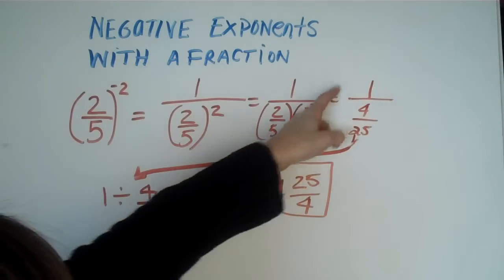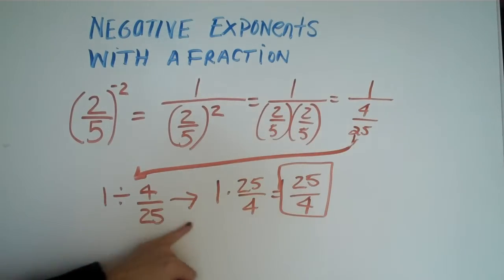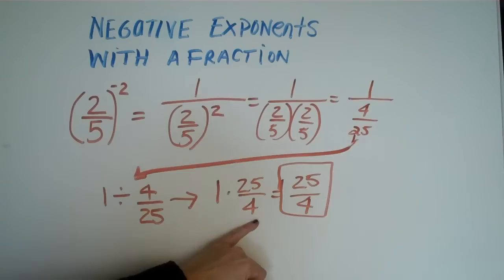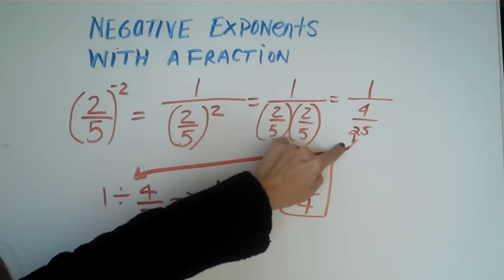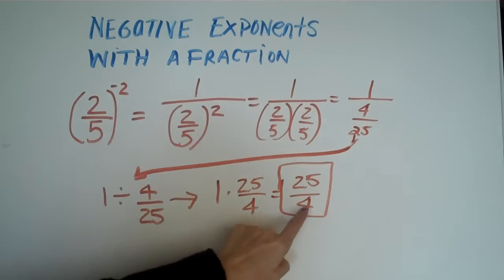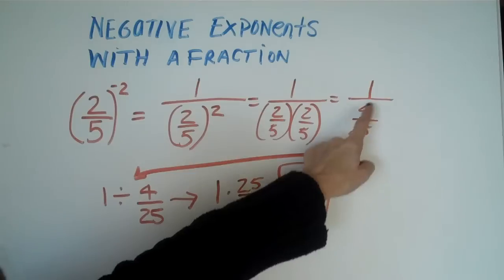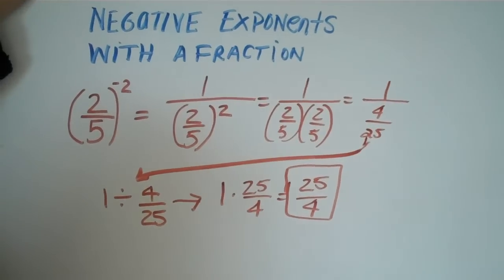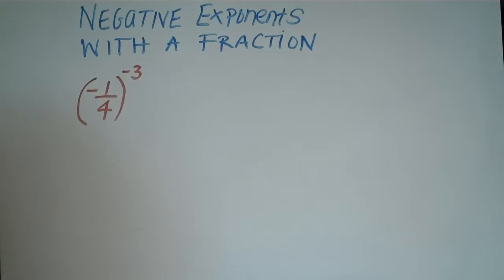So if you ever see something like this, you can go ahead and do all the steps so it's clear to you. But if you ever see 1 divided by 4 over 25, your answer will always be the reciprocal of that bottom fraction. So I'm going to show you another one just so you can make sure that this is all clear.